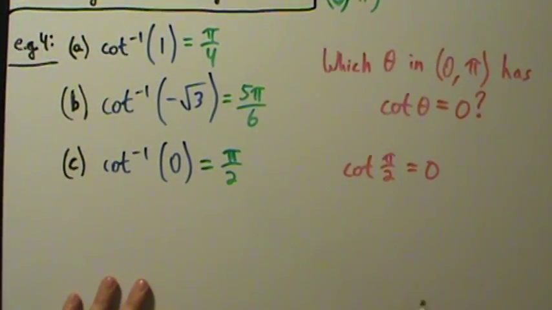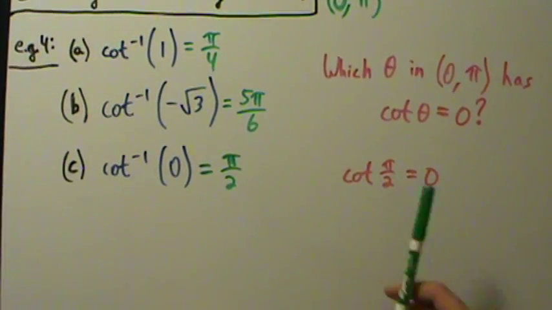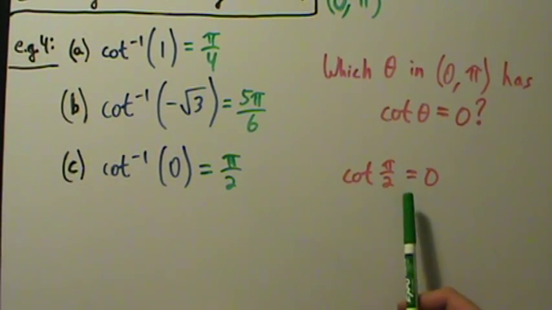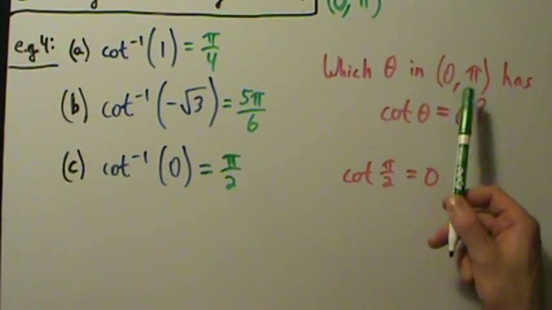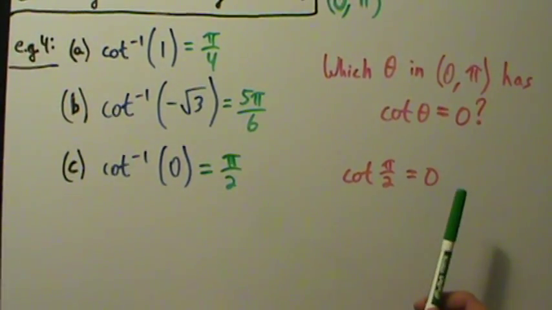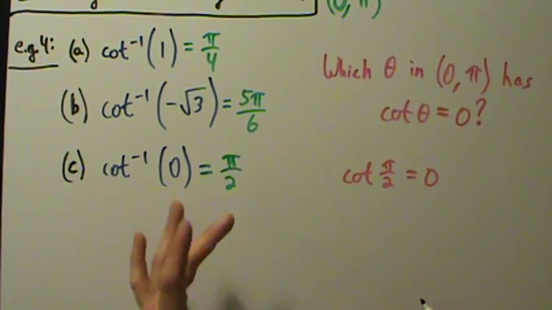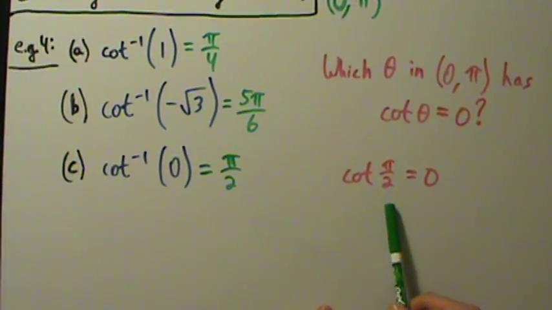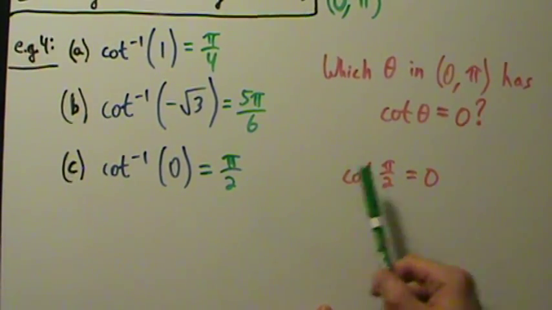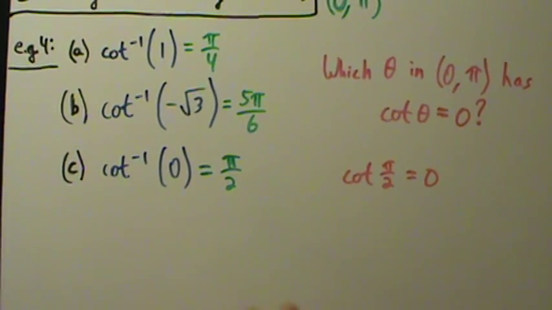Okay? So again, we do want to point out that there are infinitely many numbers whose cotangent is 0, but there's only one that's also in this interval. So cotangent of 3 pi over 2, negative pi over 2, 5 pi over 2, and so on and so forth. All those numbers have cotangent equal to 0, but those are not inside of this interval. Only pi over 2 satisfies this and is inside of this interval.